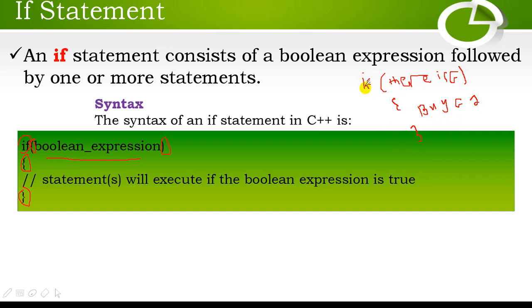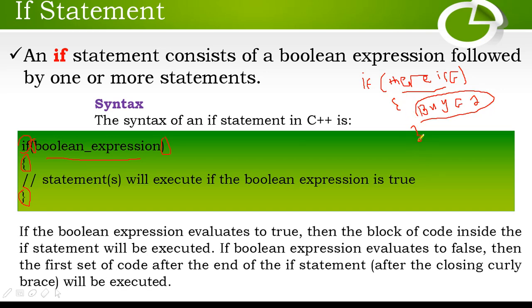You use the keyword if, and remember it should be in small letters. You open a bracket, put the condition you are checking, close the bracket, and then open a curly bracket, and then you put the statement that you want to be executed if the condition is true. Then you close the curly bracket. So we say if the Boolean expression evaluates true, then the block of code inside the if statement will be executed.